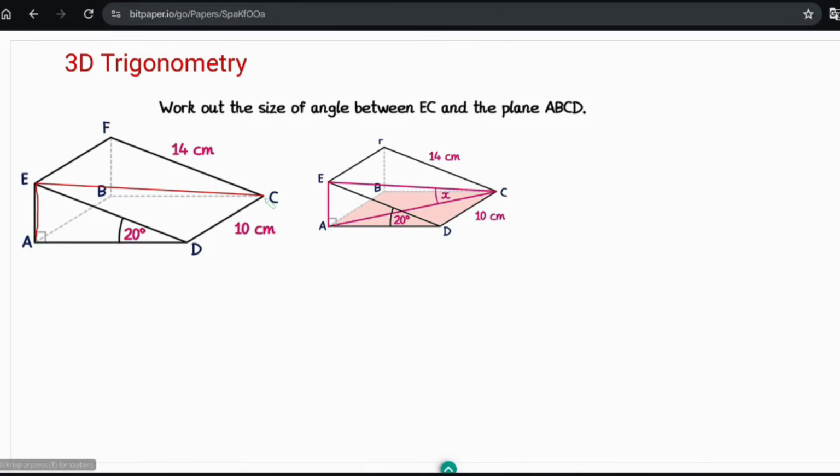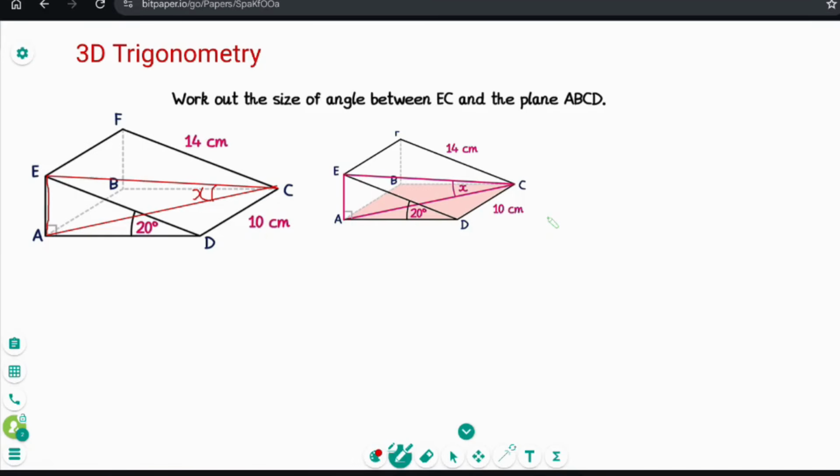And so it's that angle there, your ECA. That is the angle that we need to work out. It's the angle between EC and the plane ABCD. So we've got our triangle ECA. So let me just draw that out separately. That's the angle we're looking for. We do not have AC, we do not have EA. So we need to work both of those things out.